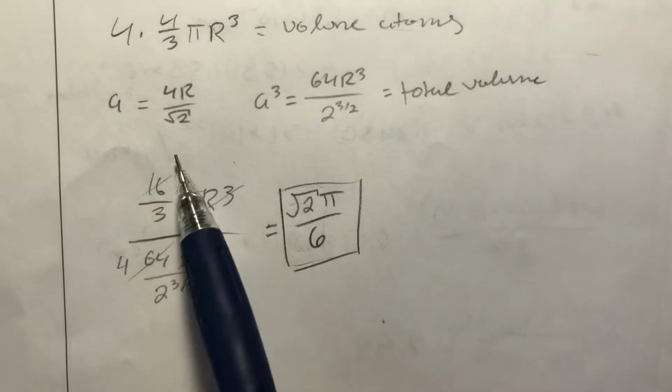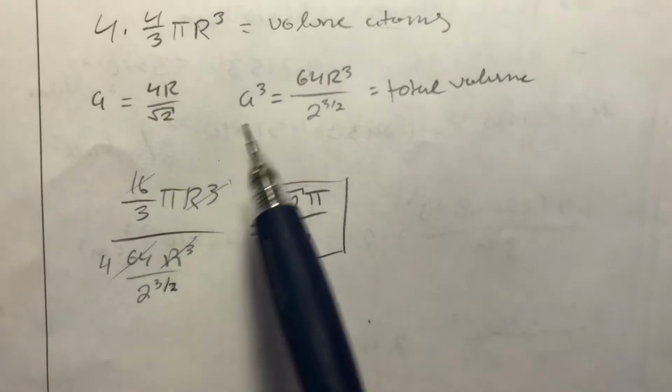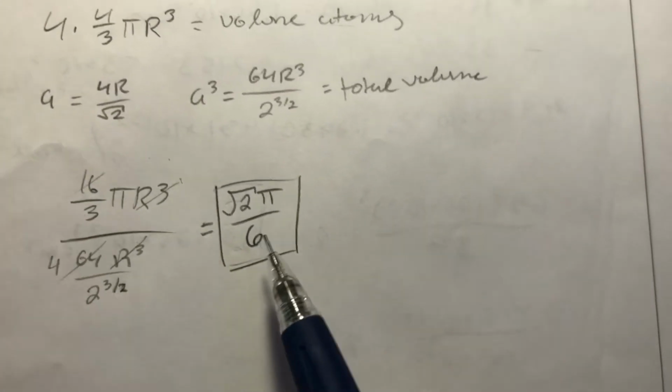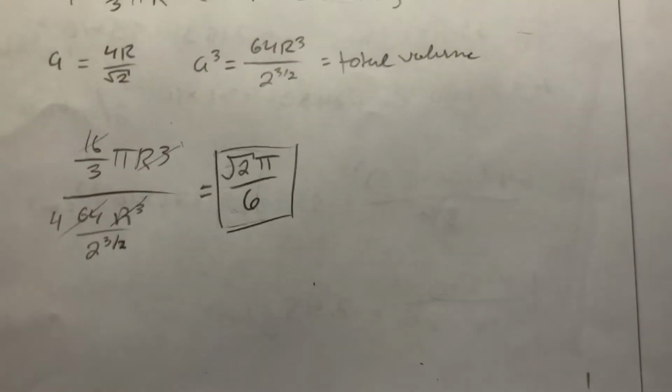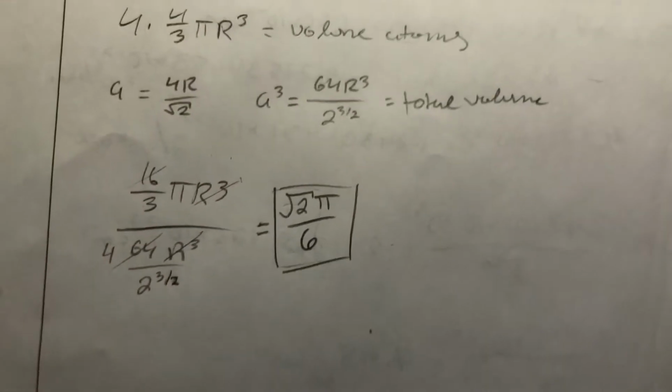Again, it's just crisscrossing the coefficients and canceling and all that. And I got root 2 pi over 6, which has a decimal equivalent that I don't feel like figuring out. So that's fine.